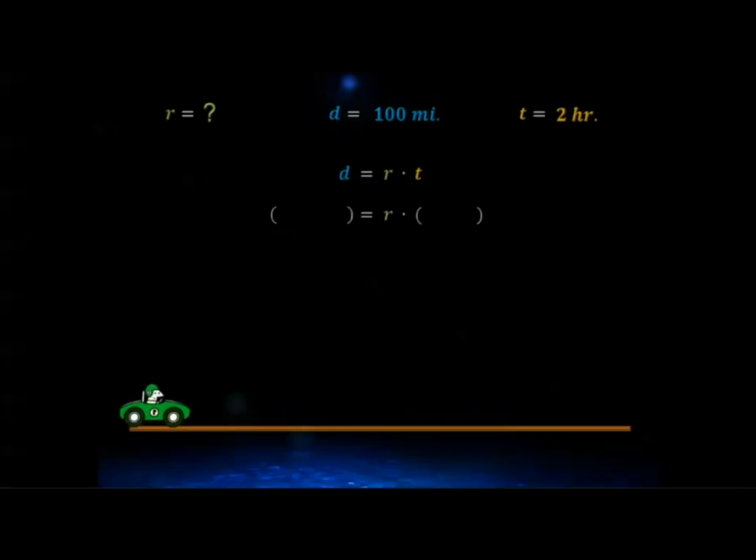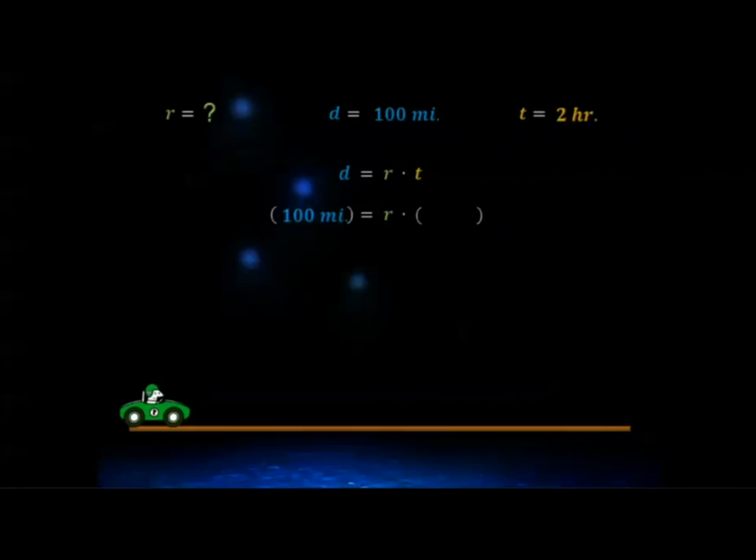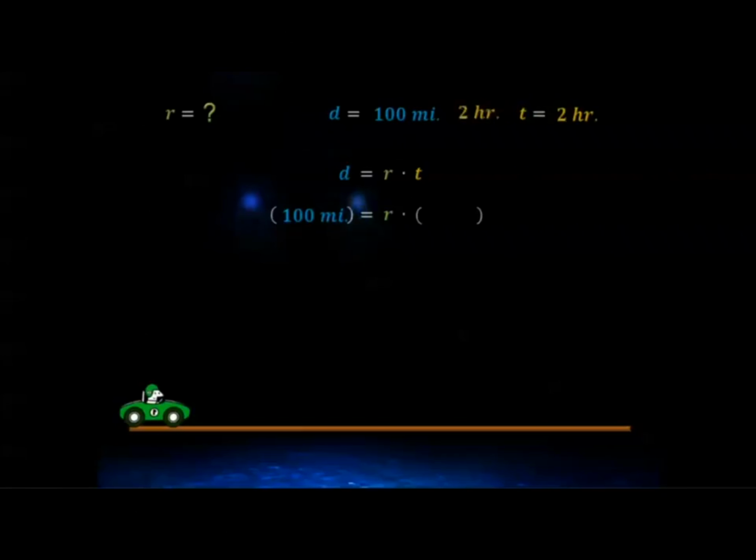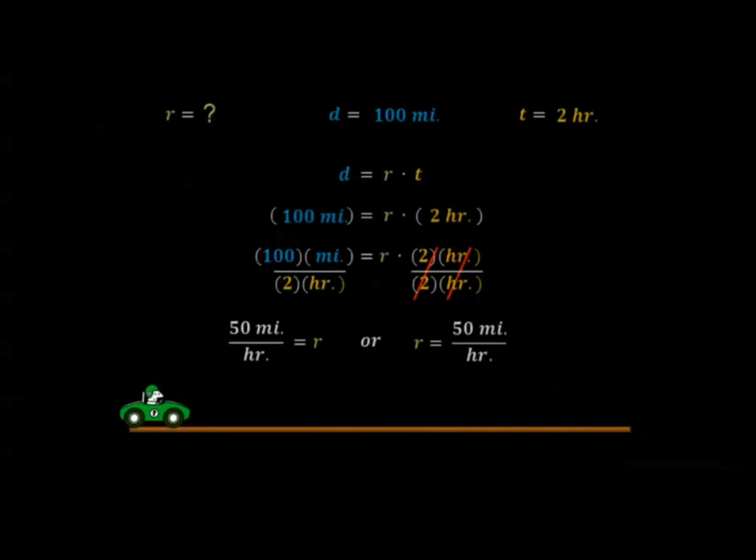So our first step is to replace the distance in our formula with its measure, 100 miles. And we replace the time in our formula with its measure, 2 hours. We have solved for our rate in this problem. And the rate for this object is 50 miles per hour.